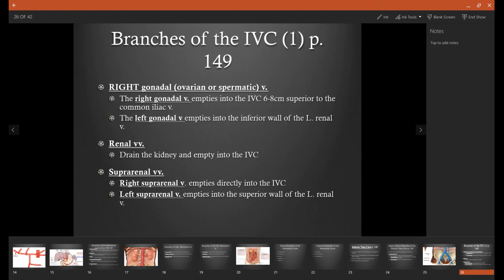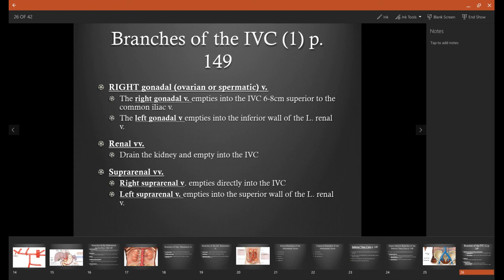Now, the branches that are going to drain into the inferior vena cava get a little bit different than what we saw with the arteries. The right side is going to be just the exact same as what we saw with the arteries. So we're still going to have the right gonadal vein draining straight into the inferior vena cava. The right renal vein also goes straight into the inferior vena cava, and also the left one goes into the inferior vena cava. And then the right suprarenal vein will go directly into the inferior vena cava.